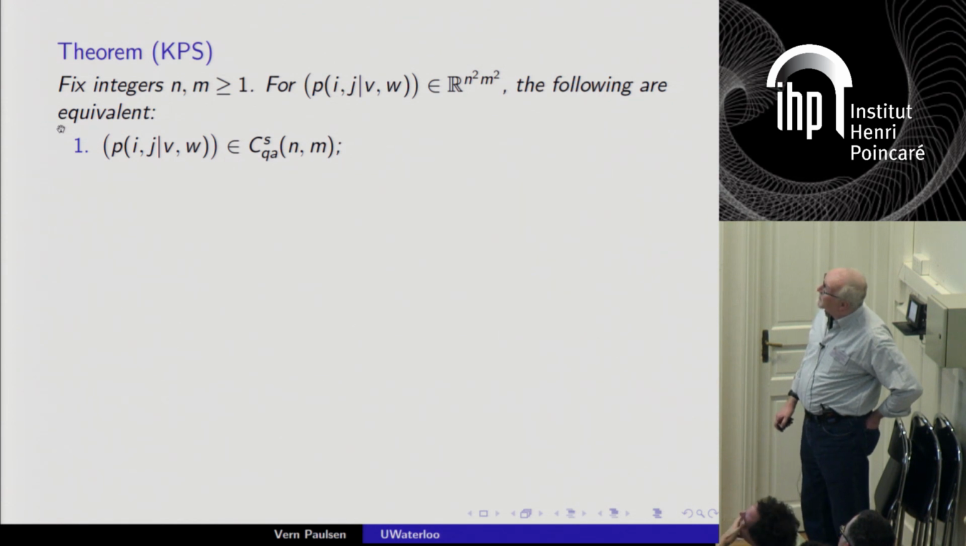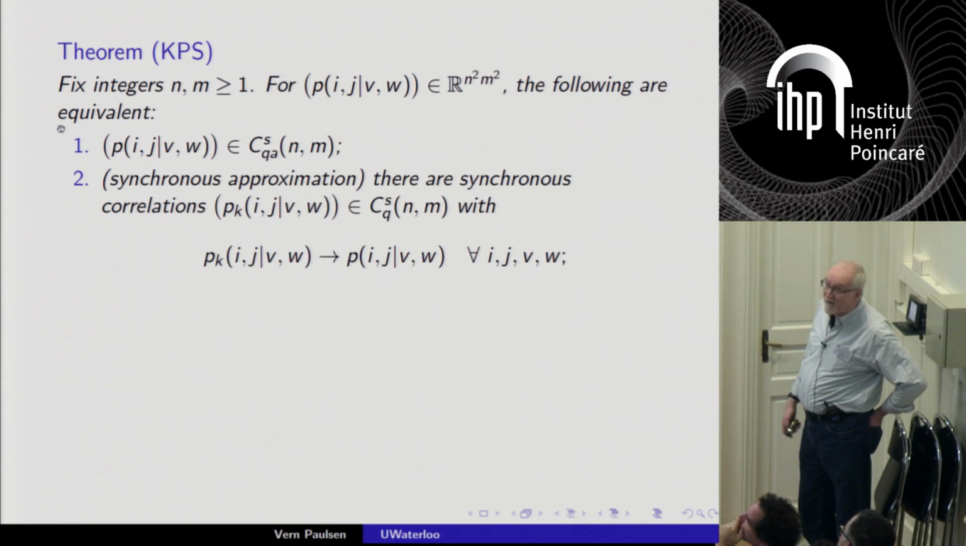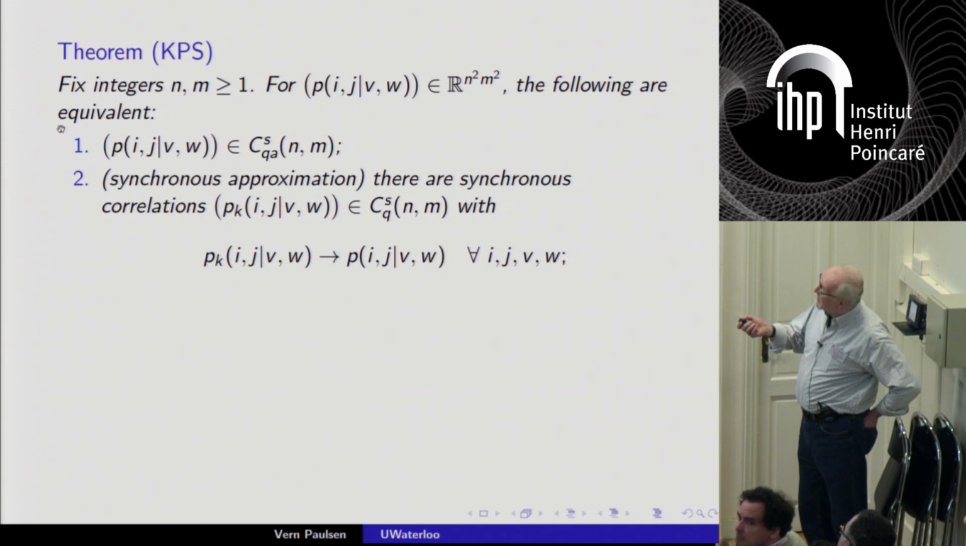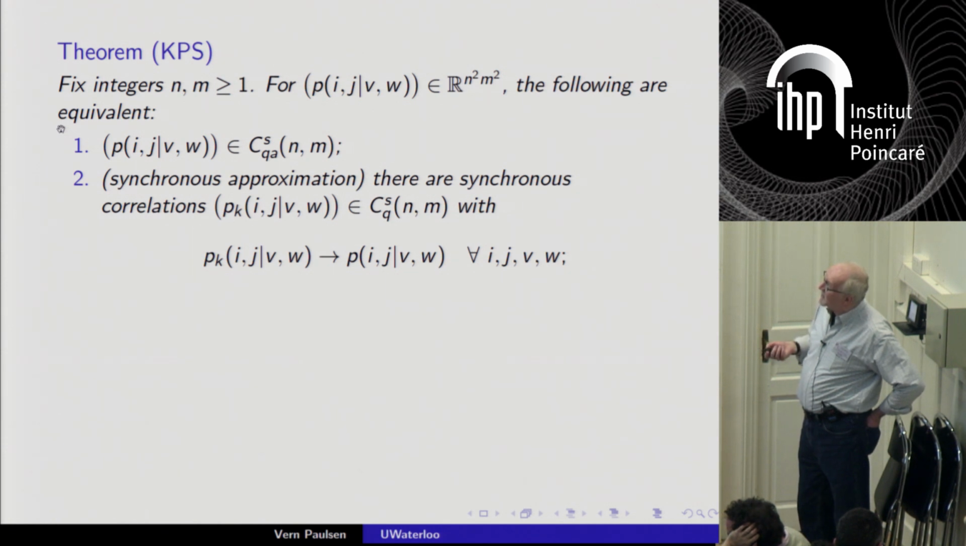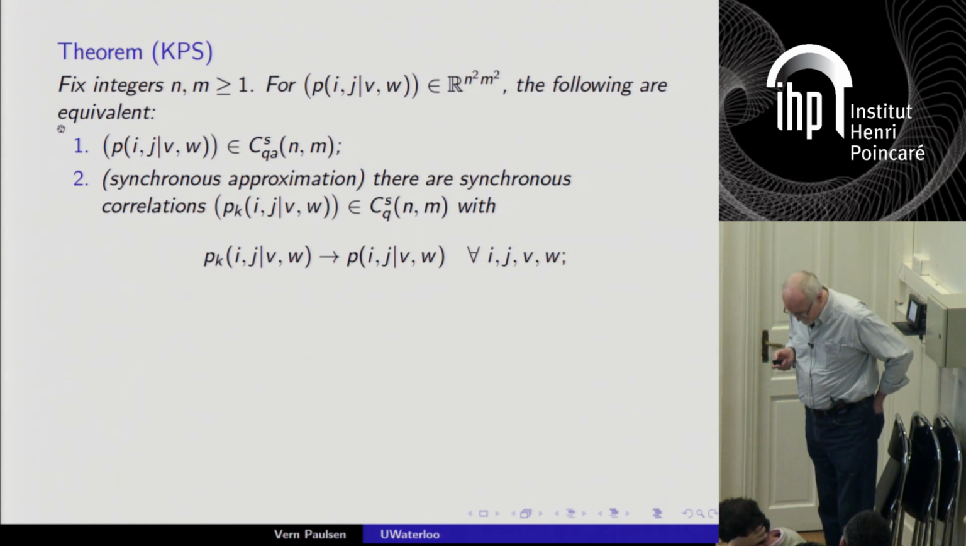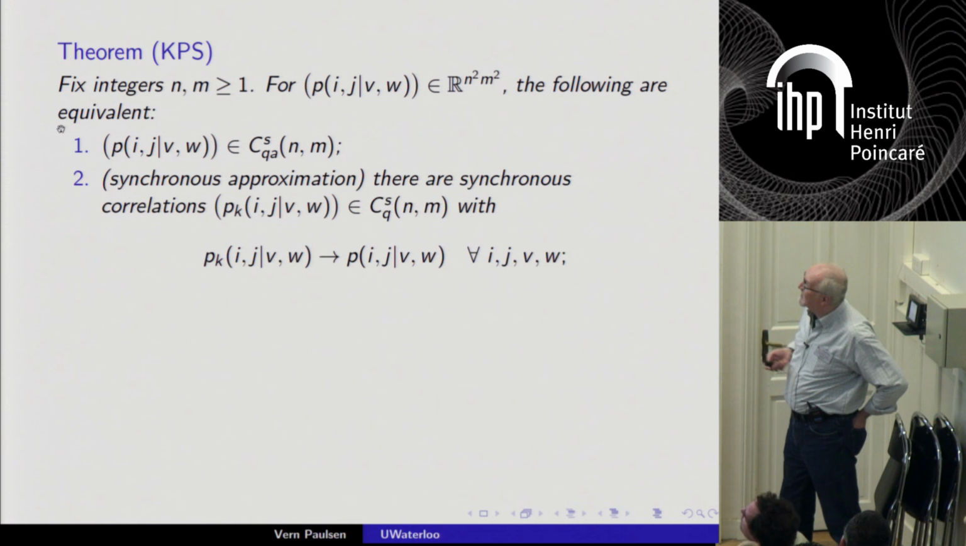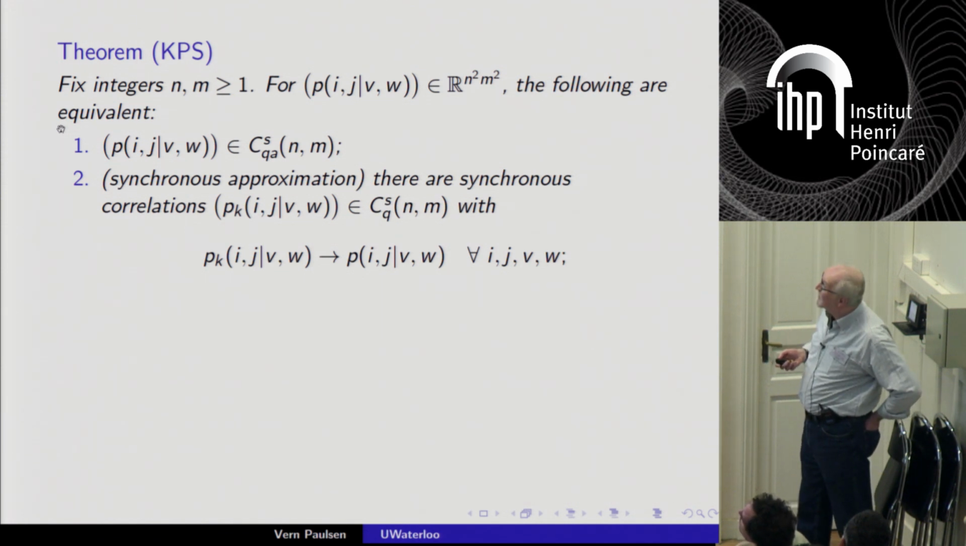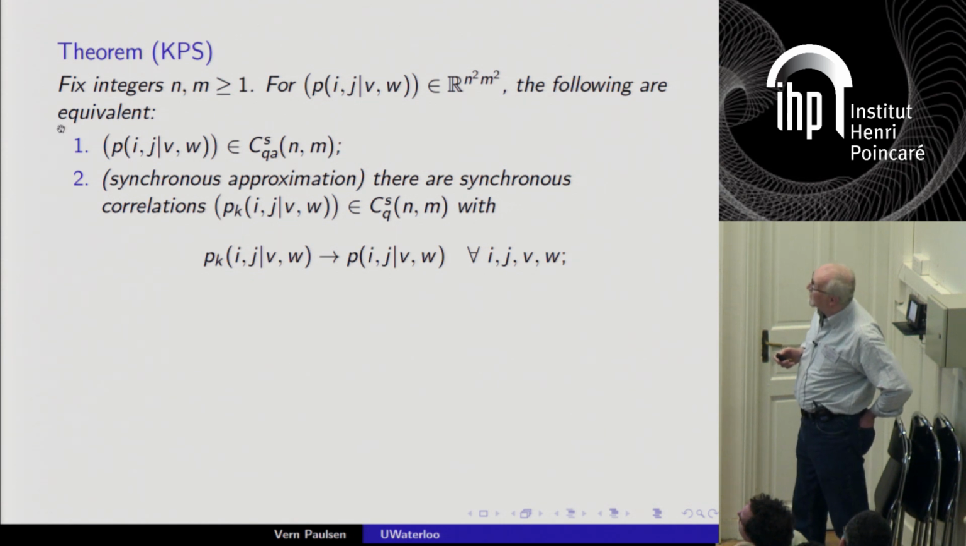And so what our theorem says is if you have something that's synchronous and in QA, then first off, it can be approximated by things which are synchronous and in Q. So 2 implies 1 is obvious, but 1 implies 2 is the rub, right? Because if you know you're in QA, then you know you're approximable by things from Q. But there's no reason a priori that you should be approximable by synchronous things in Q. And that was something Dykema and I posed as the synchronous approximation problem a couple of years ago. And we now know how to solve that.